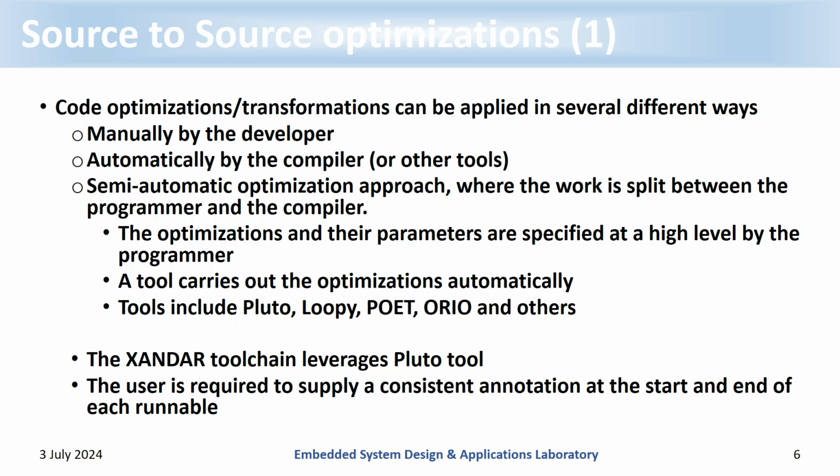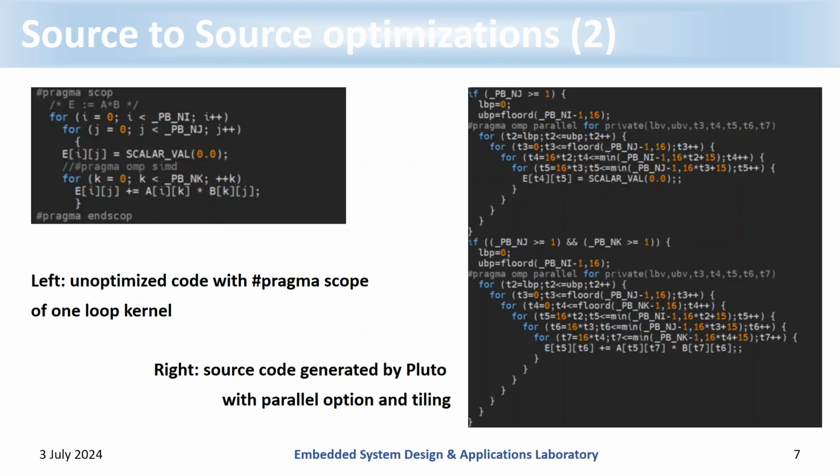To this end, several source-to-source transformation tools exist, such as Pluto, Loopy, Oreo, and others, but in this project we employed Pluto because it is easier to use and has a larger community. It is important to note that Pluto automatically checks the correctness of transformations so that incorrect transformations are not carried out. The Xandar toolchain uses the Pluto tool to carry out optimizations, and therefore all the runnables should be appropriately annotated.